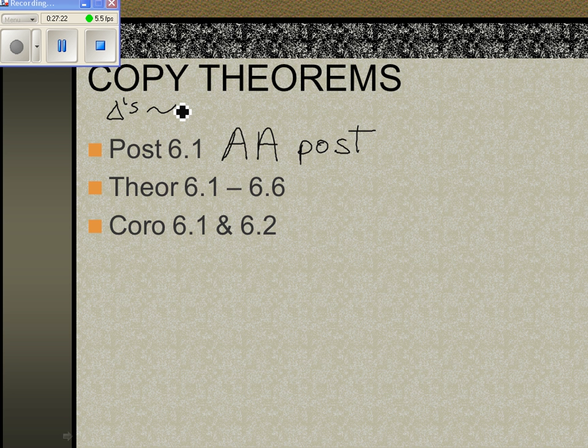This is the one we're going to use most of the time. So if I have two triangles, and I know this angle is congruent to this angle is congruent to this angle, that's enough to tell me those two triangles must be similar, and I can match up the corresponding sides and set up proportions. This is the one that we're going to use by far the very most. The theorems, 6.1.